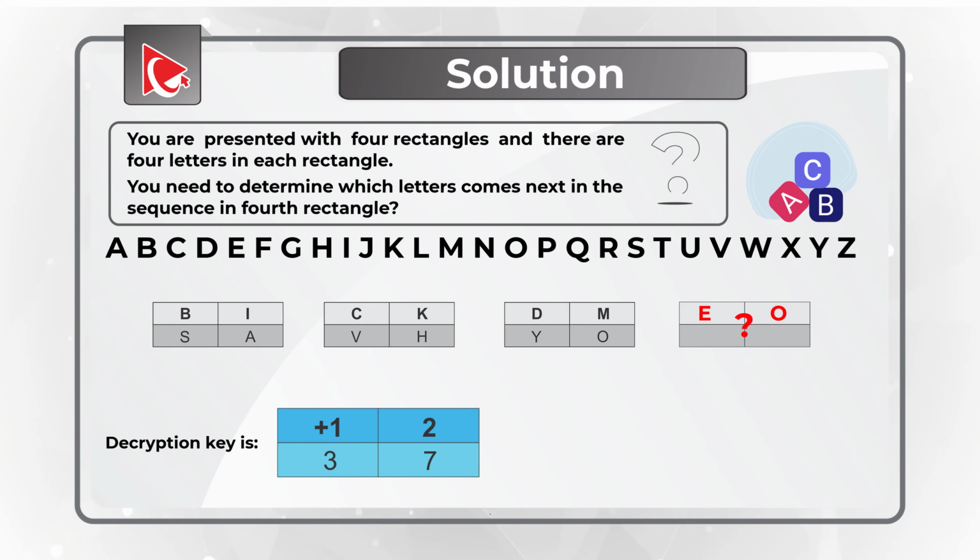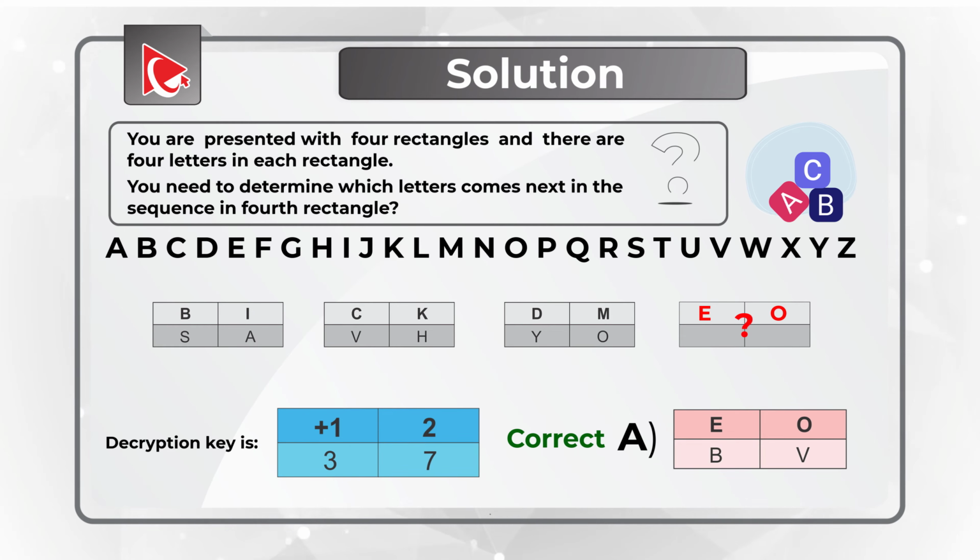If we look at the answer, we already know that the correct choice here is choice A, because the upper row letters are E and O only in this choice.